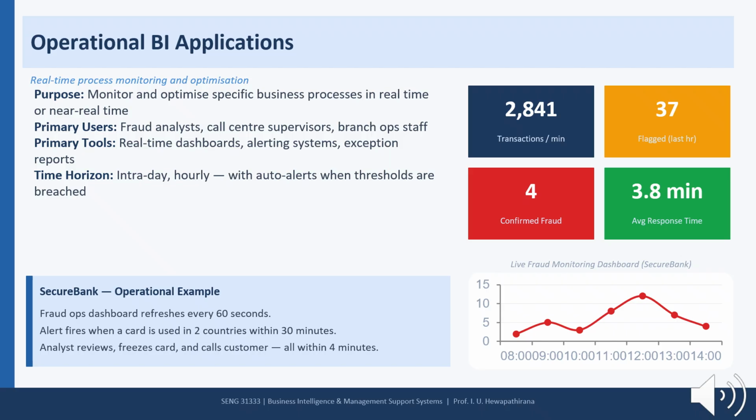The blue box at the bottom describes the operational workflow precisely. The dashboard refreshes every 60 seconds. If a card is used in 2 different countries within 30 minutes, which is physically impossible for a genuine customer, an alert fires automatically. An analyst reviews it, freezes the card if it looks suspicious, and contacts the customer, all within 4 minutes. This is operational BI in practice. It is not about looking back at what happened last month. It is about knowing what is happening right now and being able to respond before damage is done.